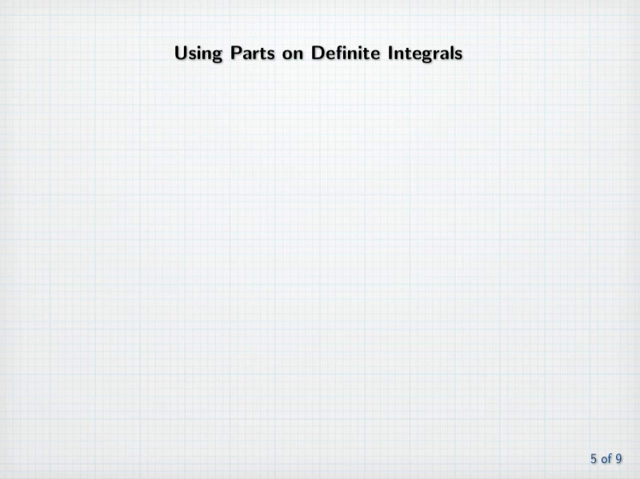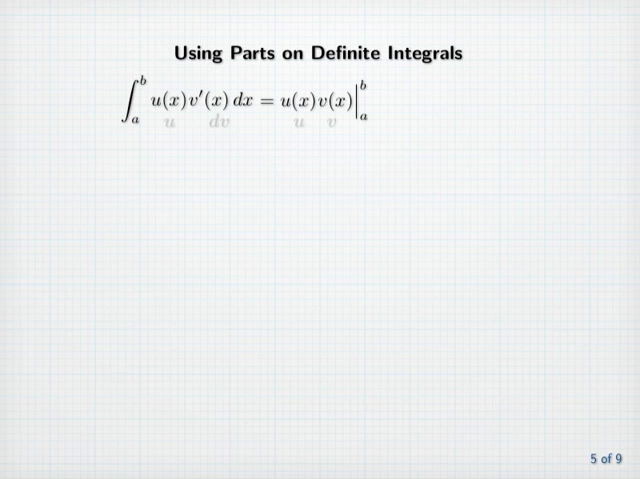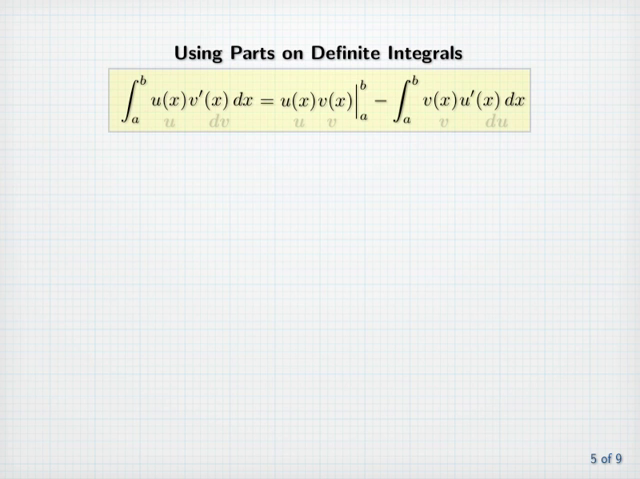Using parts on definite integrals. Suppose we have a definite integral from x equals a to x equals b of u of x times v prime of x dx. Or in other words, the integral from x equals a to x equals b of u times dv. By integration by parts, the indefinite integral will begin with u times v, so we'll end up evaluating u of x times v of x between a and b, and then we subtract the integral of v du. Now this was a definite integral from x equals a to x equals b of v of x times u prime of x dx. This is a very straightforward adaptation of the integration by parts formula to definite integrals.